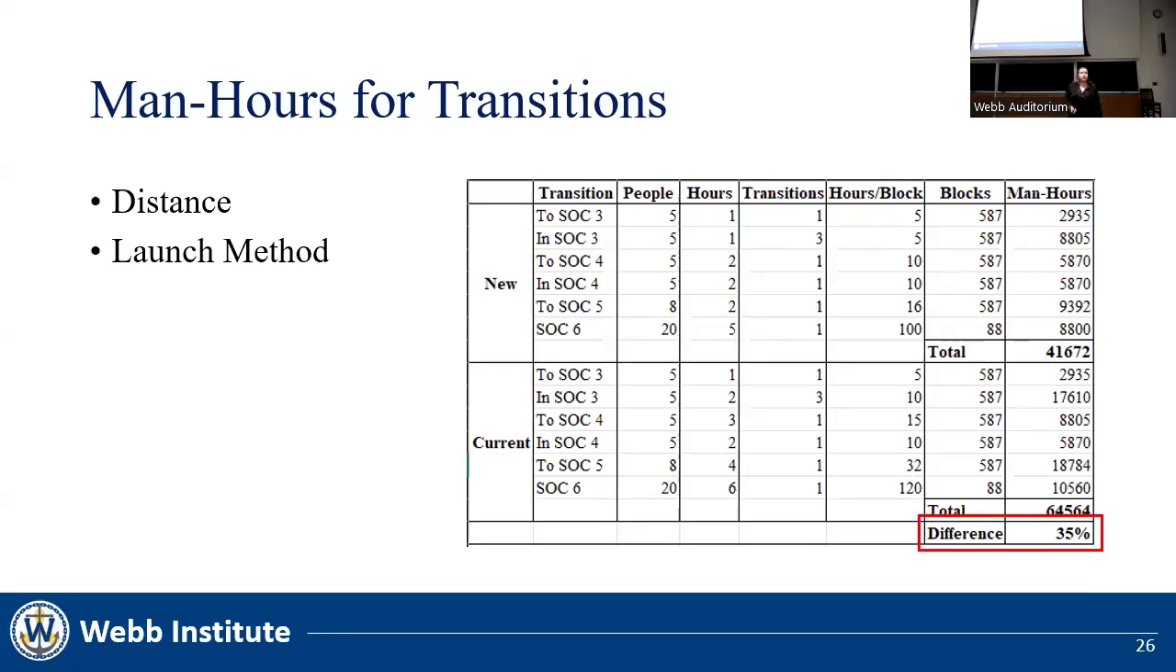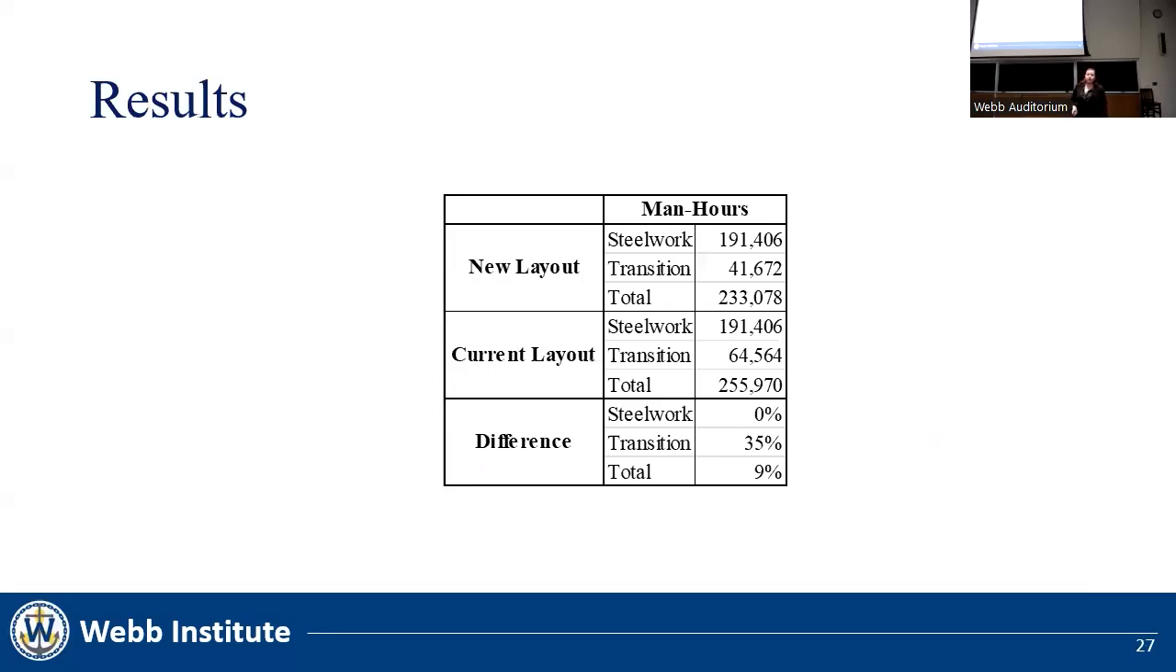Putting this table together with the previous table, I was able to determine for this new shipyard, for building all 3 ships, that there would be an improvement of 9%. You'll note that the steelwork does not change as no manufacturing processes were changed in the course of this thesis.